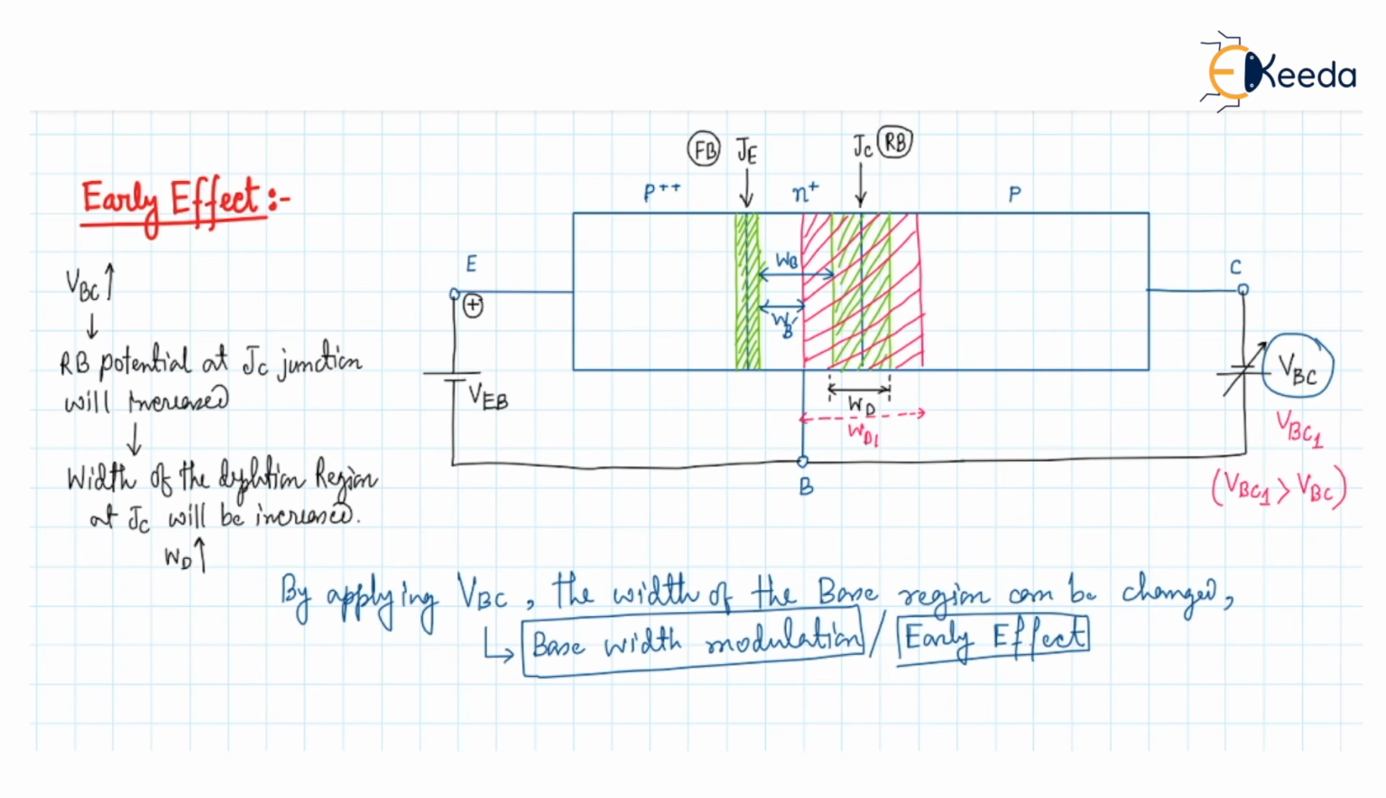So this is all about the early effect in the BJT. For finding the early effect, we know that we have to control the VBC potential, because this VBC potential will control the width of the depletion region at the JC junction, which in turn controls the effective base width of the transistor. This is all about the early effect in the BJT.